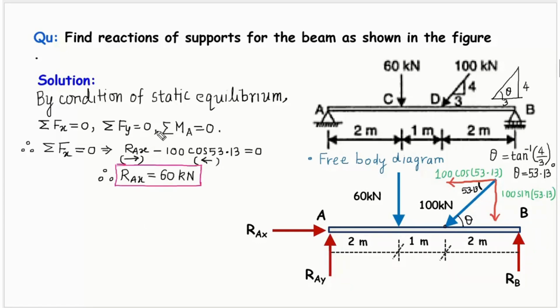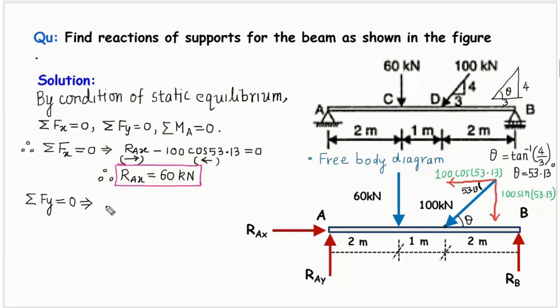So friends, now we'll be using the second condition, that is summation of vertical forces equal to 0. So we have this vertical force, this one, and this. So there are four vertical forces, and the summation of these four forces is going to be 0. So let's see how we can apply the second condition, that is summation of forces in the vertical direction equal to 0. Y stands for vertical forces.